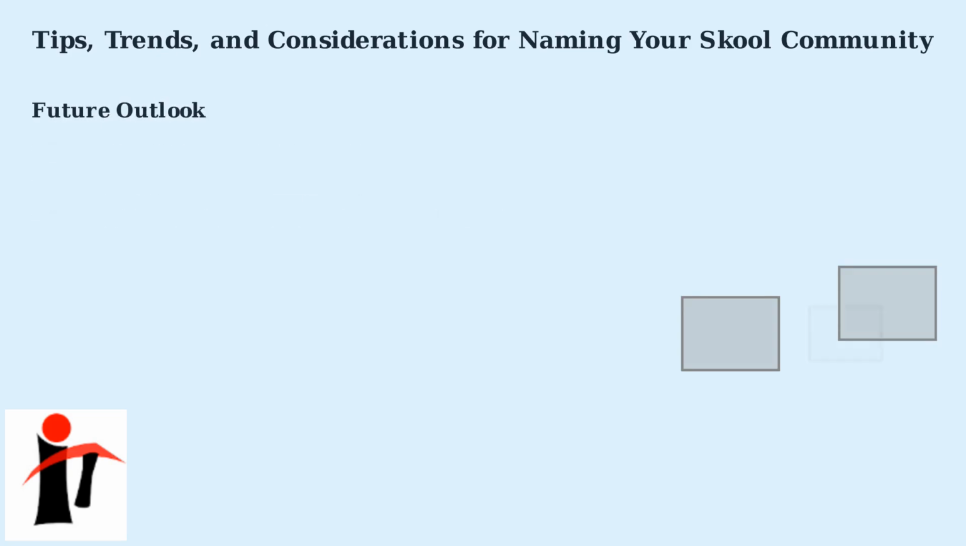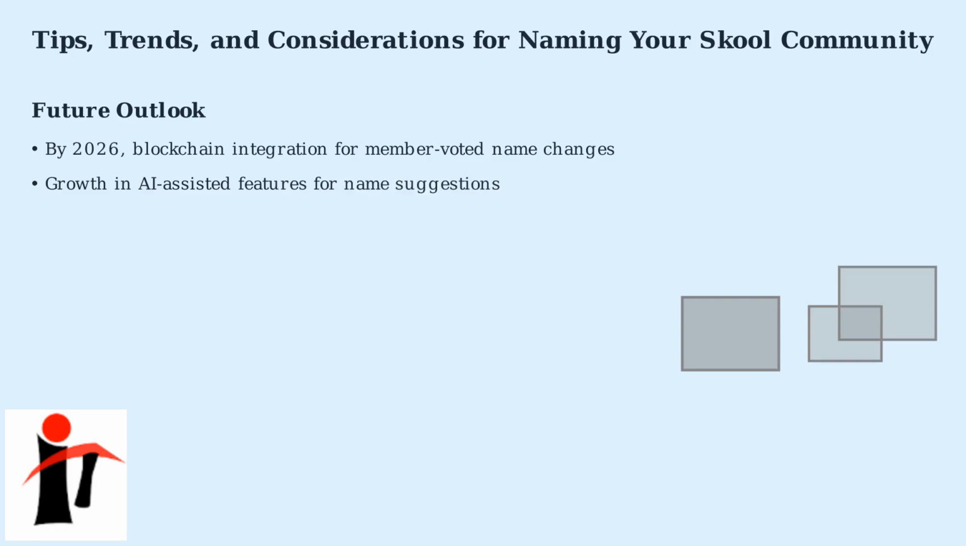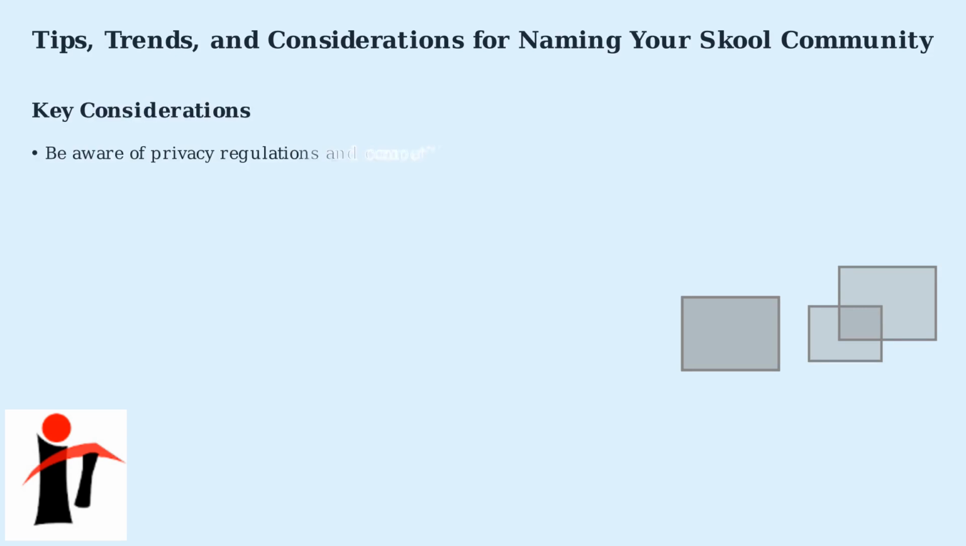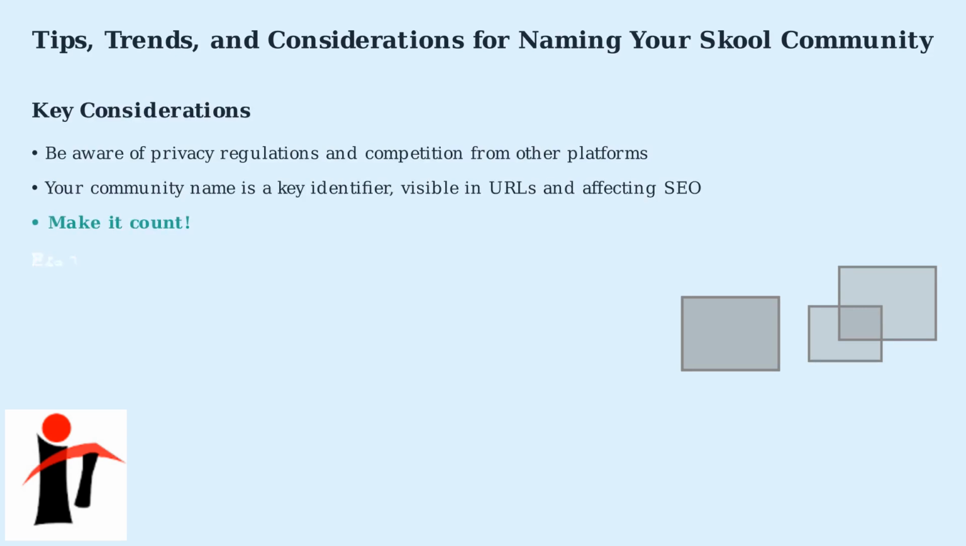By 2026, Skool plans to integrate blockchain for decentralized community ownership, potentially allowing member-voted name changes. Experts predict a growth in AI-assisted features, such as name suggestions based on community analytics. Be aware of privacy regulations and competition from other platforms.